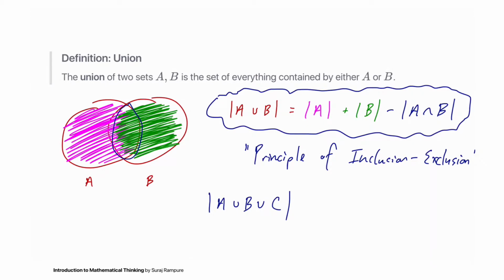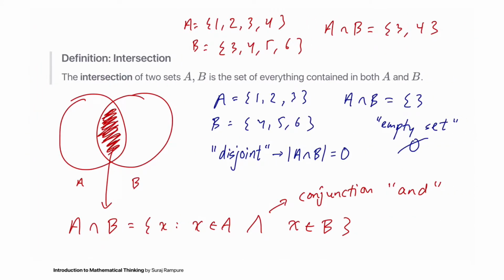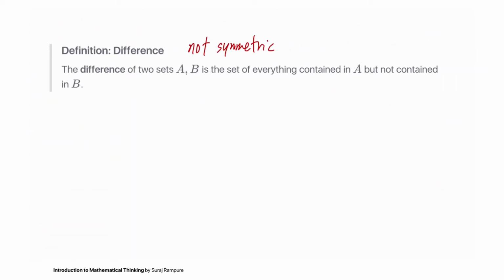Here, the union of A and B is the same thing as the union of B and A, right? It's a set of everything contained in both. It doesn't really matter if you put B first or A first. Similarly, the intersection of A and B is the same as the intersection of B and A. It's the same thing, doesn't matter what order you arrange them in. But the difference of A and B is not the same as the difference of B and A. So all we care about is the set of everything that's in A but not in B.